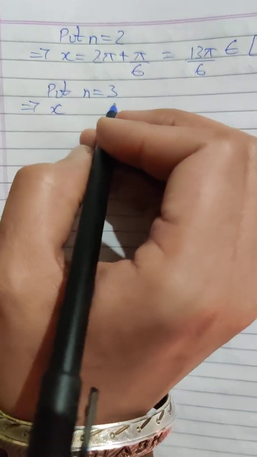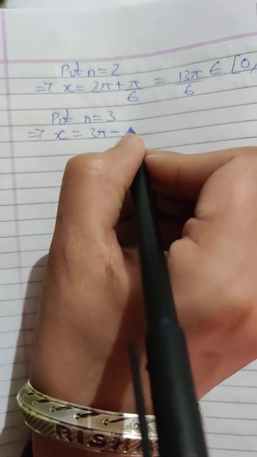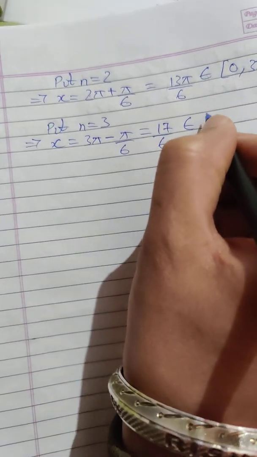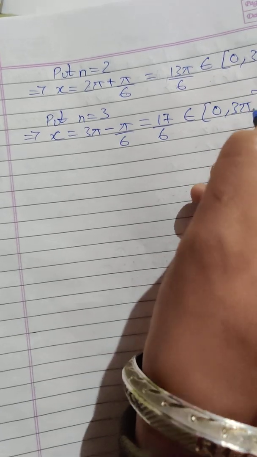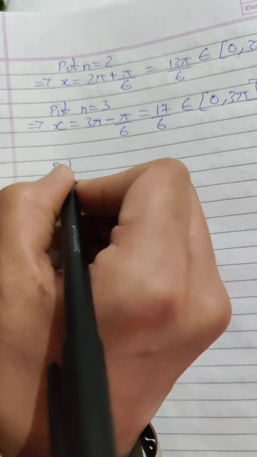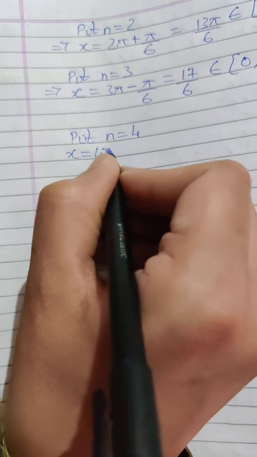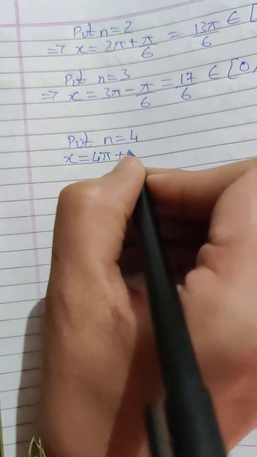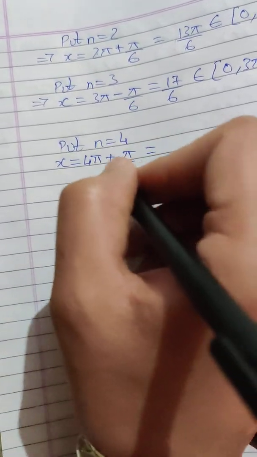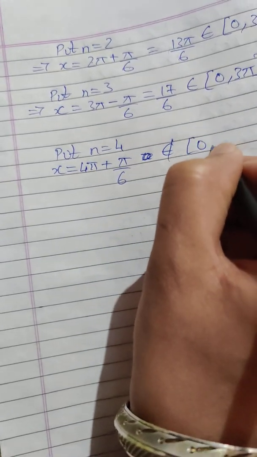Now put n = 3. So we have x = 3π + (−1)^3 π/6 = 3π − π/6, which is 17π/6, which belongs to 0 to 3π. So this is also a solution of x. And again put n = 4. We have x = 4π + (−1)^4 π/6. It is obviously greater than 3π, so it doesn't belong to 0 to 3π.